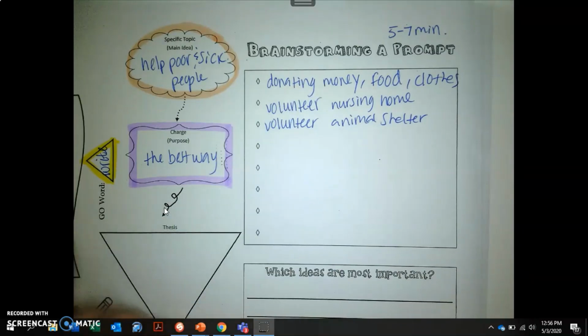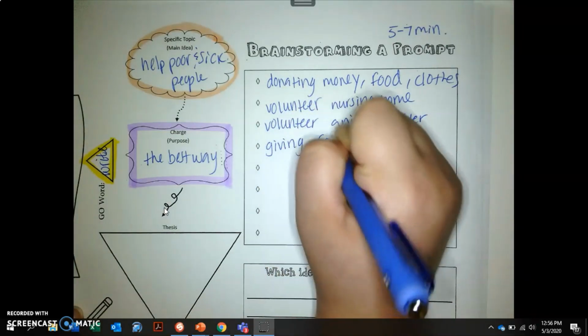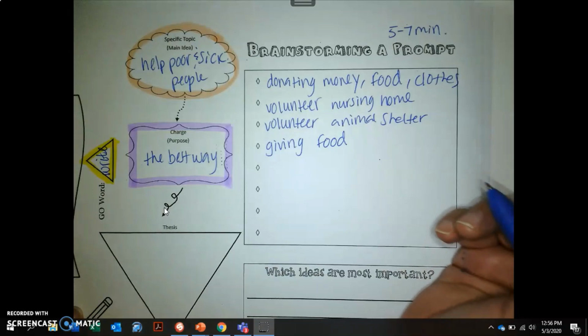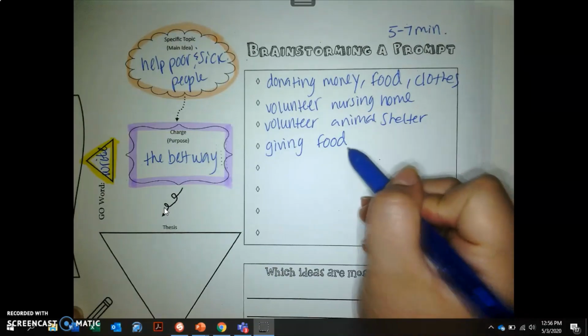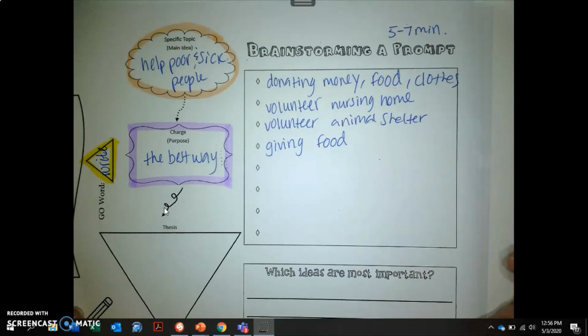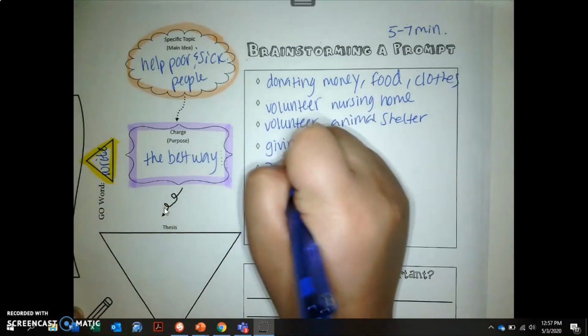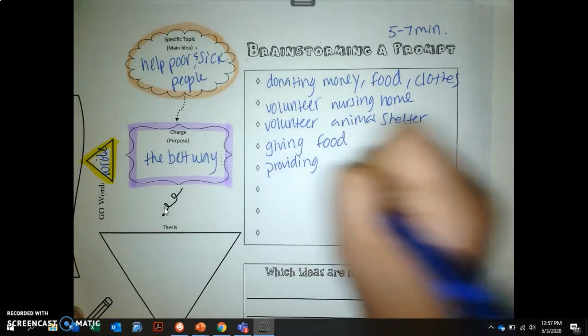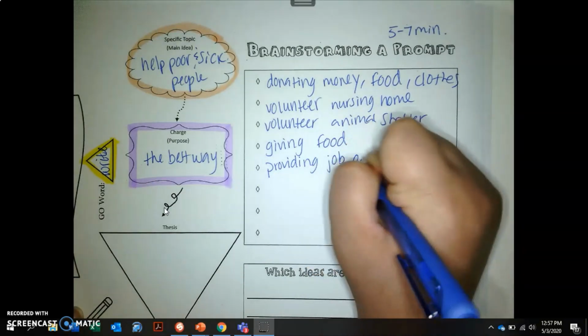Another way we can help is by giving food. So have you ever seen someone on the side of the road that said that they were hungry? Well, that's one way we can help poor, so we can give food. Another way that we could help is, what about providing job opportunities?